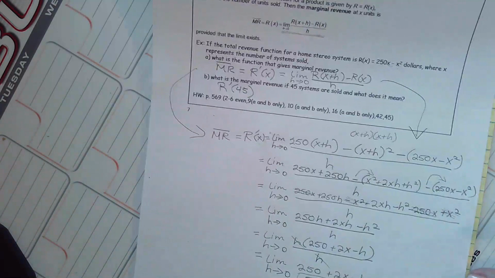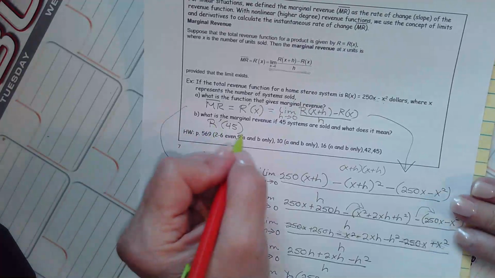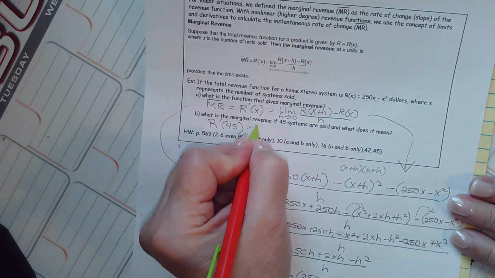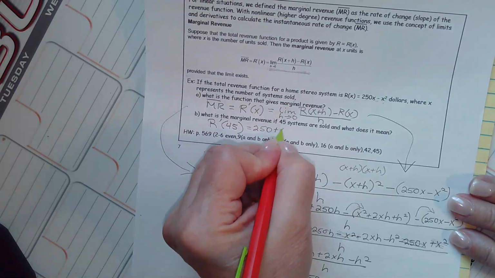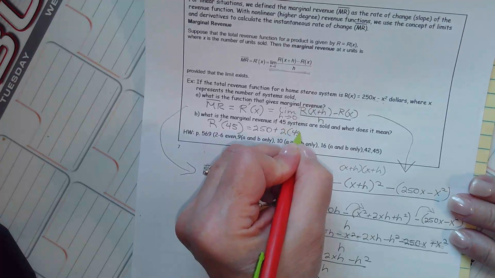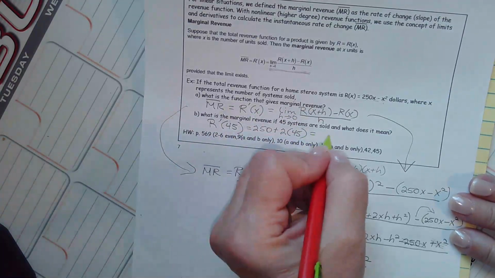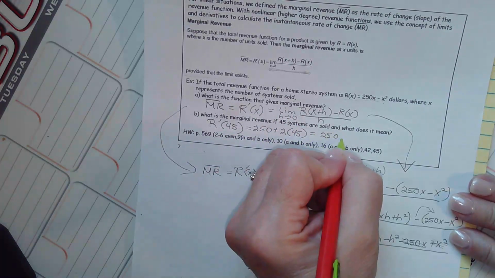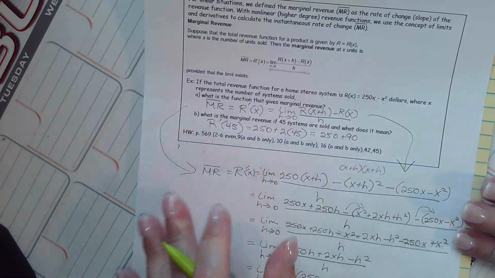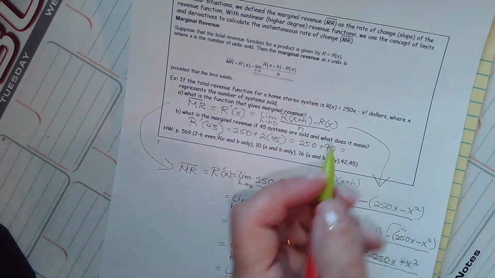So all I'm going to do is take that formula that we came up with down here. They want r prime of 45, so that's 250 plus 2 times 45. Well, that's 250 plus 2 times 45, which is 90, which is going to give me 250 plus 90.